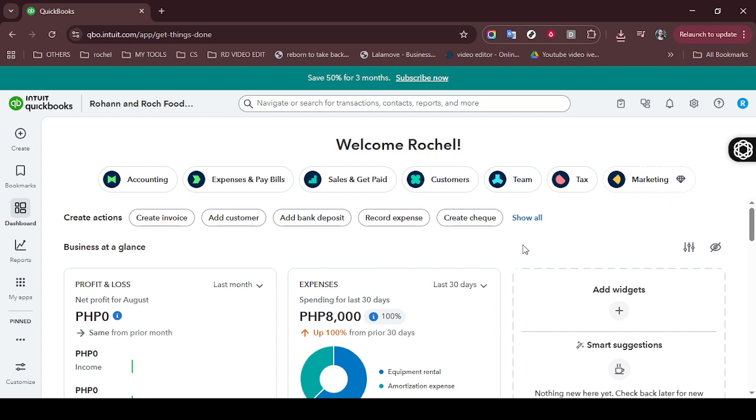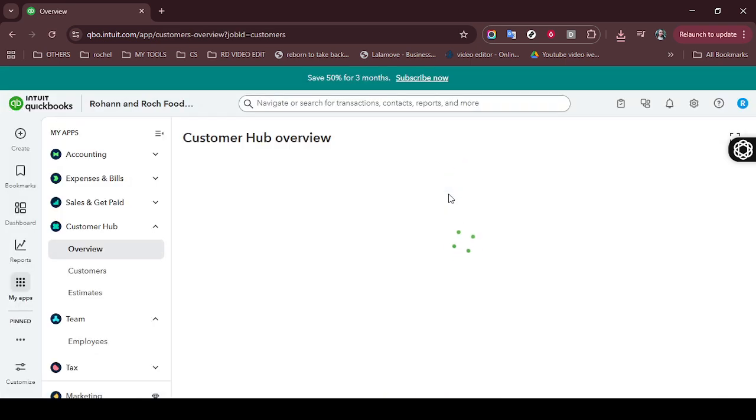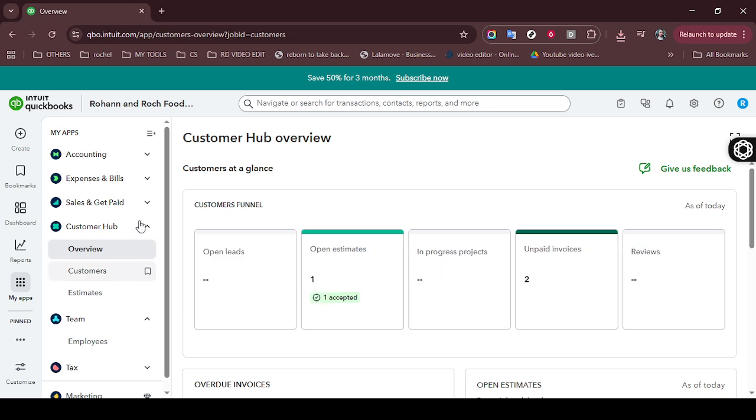To begin, let's first navigate to your chart of accounts. This feature is the backbone of your financial management, so it's crucial to understand its role. The chart of accounts lists all your company's accounts, including assets, liabilities, income, and expenses. These accounts provide a holistic view of your business's financial health.